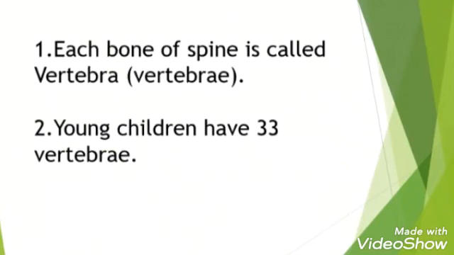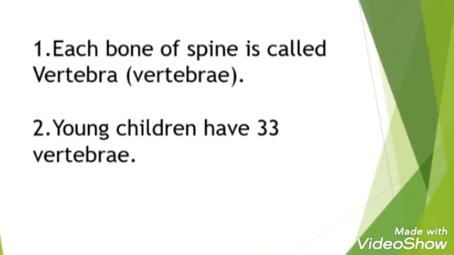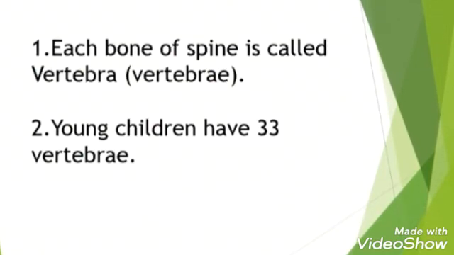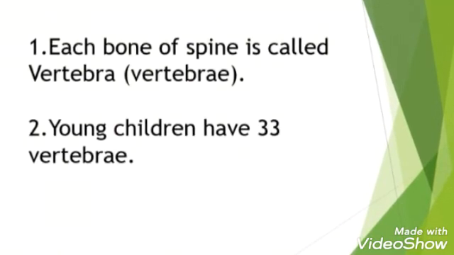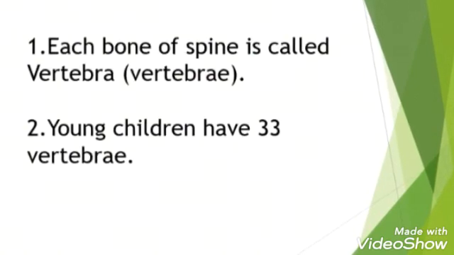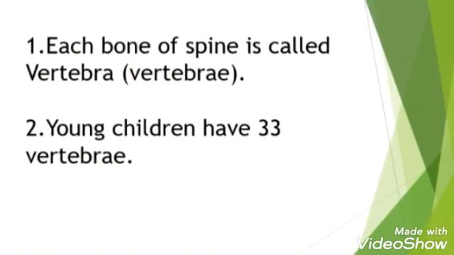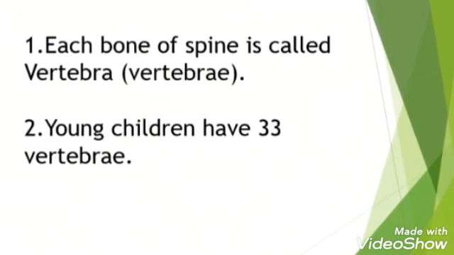Do we know, students, each bone of a spine is called vertebra. In plural, vertebrae. So the question is, what are vertebrae? So the answer is, bones of spine are called vertebrae. Next important thing is, young children have 33 vertebrae. As they grow older, some bones fuse together. Fuse means link, or we can say they link together, leaving only 26 vertebrae.